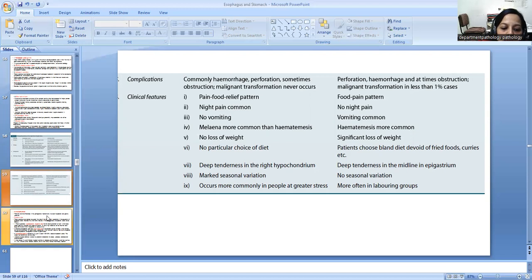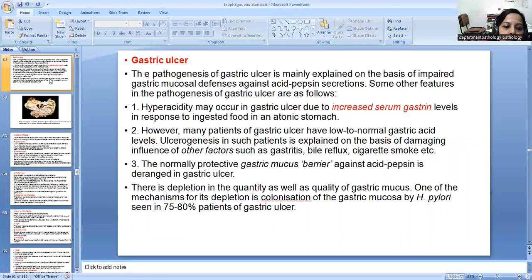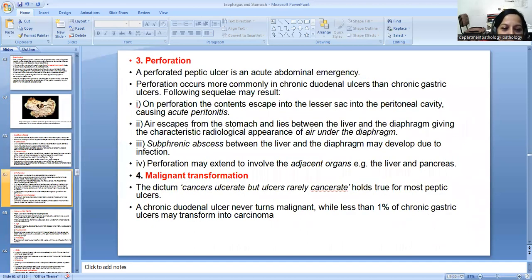So now we come to the, we have already covered the etiological factors and all.